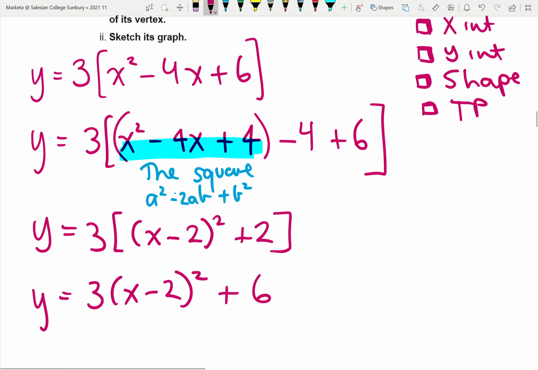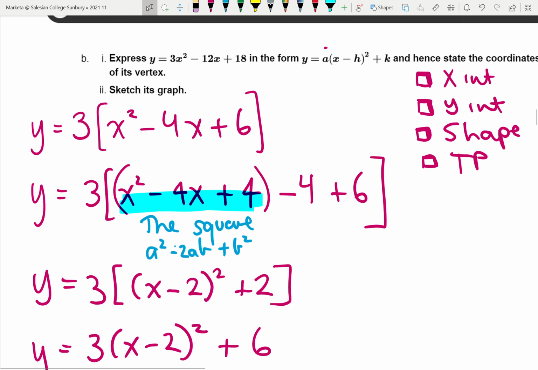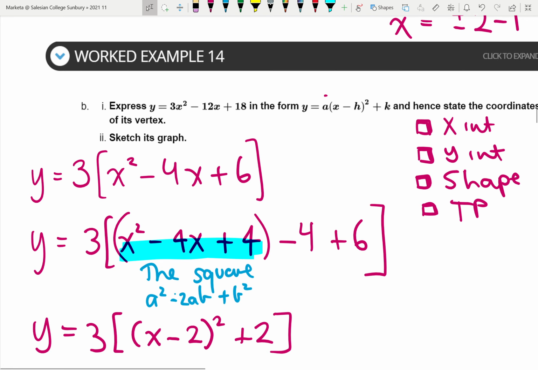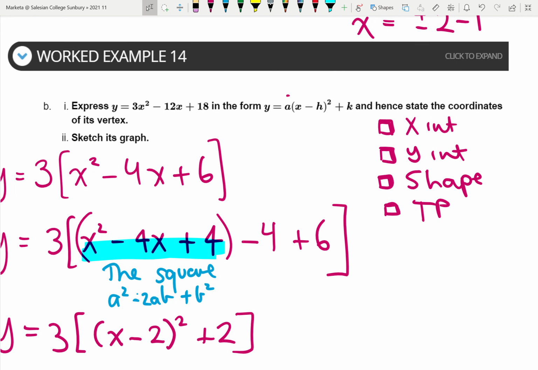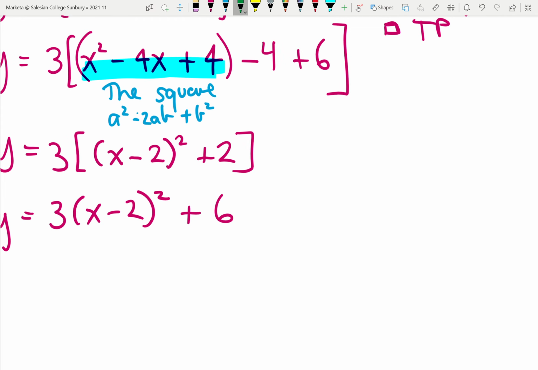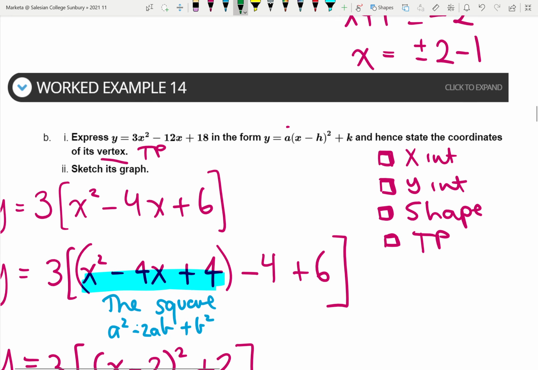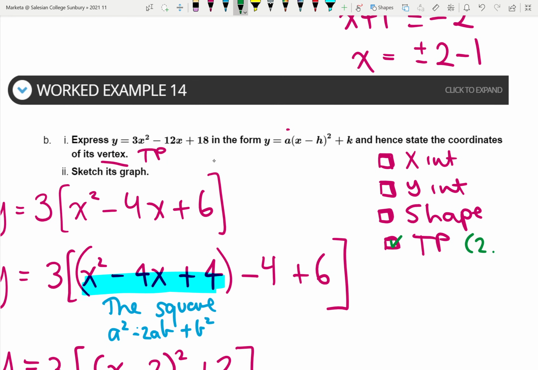So now we can go about, well, I guess answering the question. They say to state the coordinates of the vertex, and the vertex is just the turning point, just another word for it. So the coordinates of the turning point or vertex is going to be the opposite of this, 2, and the same as this, 2, 6. So turning point, let's give that a tick because we already know what it is.